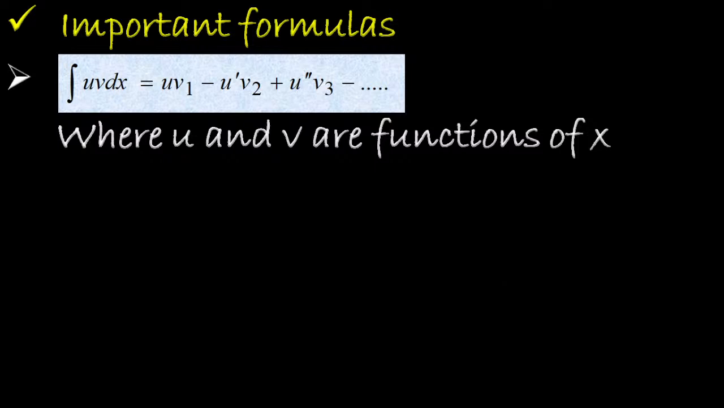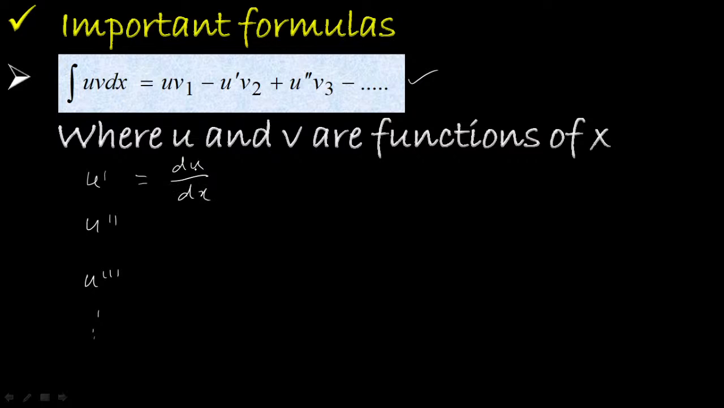The very first, one of the important formulas is Bernoulli's formula, or the integration by parts formula that you have studied in your school days, right? That is, integral uv dx is equal to uv1 minus u dash v2 plus u double dash v3 minus etc. Here u and v are both functions of x, and u dash, u double dash and u triple dash etc. are all successive derivatives of u. That is, u dash is nothing but du by dx.